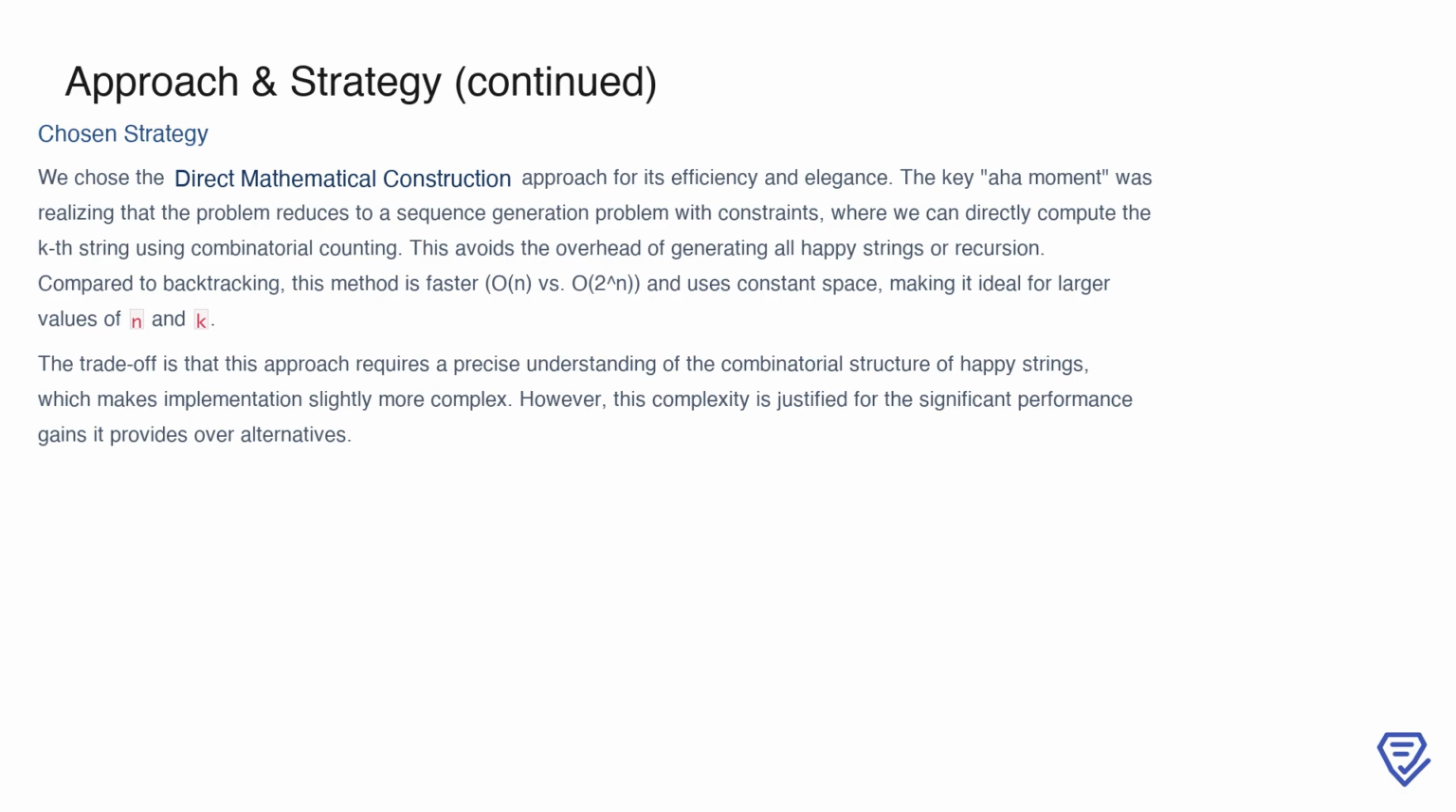The key realization here was that the problem could be reframed as a sequence generation problem under constraints, allowing us to directly compute the kth string using combinatorial counting. This eliminates the need to generate or store all happy strings, resulting in a time complexity of O(n) and constant space usage. Such efficiency makes this method particularly suitable for larger values of n and k, where the other approaches struggle with exponential growth. The main trade-off is that this approach requires a deeper understanding of the mathematical properties of happy strings, which adds some complexity to the implementation. However, the significant performance improvement justifies this added complexity, making it the ideal solution for the problem.